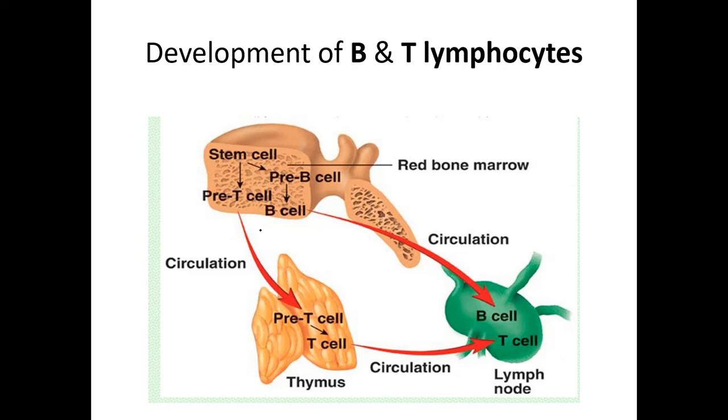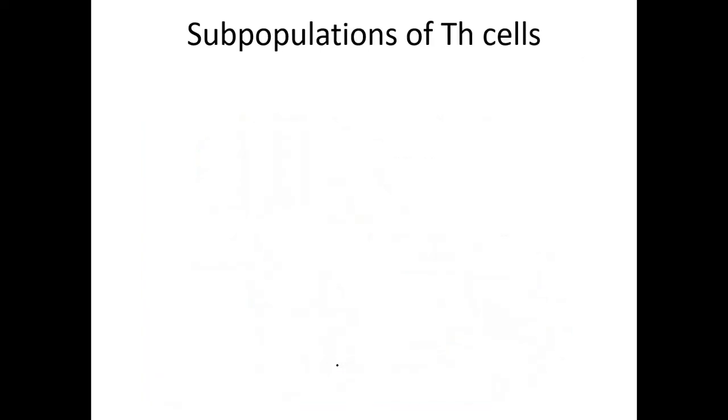On the other hand, the pre-T cells are taken into the thymus for further maturation via lymph circulation, and from there in the thymus, the pre-T cells develop into mature T cells, and from the thymus the mature T cells are taken into the lymph nodes via circulation.